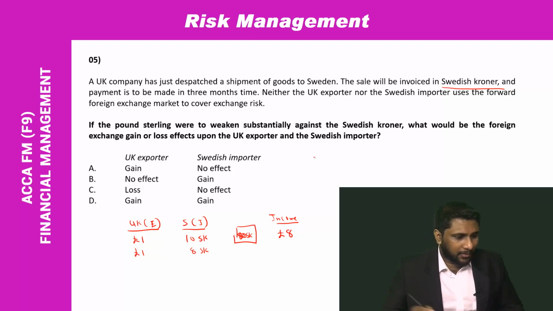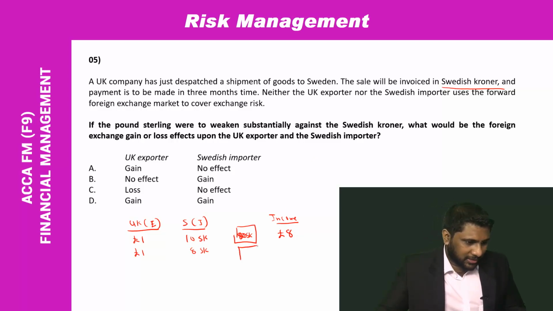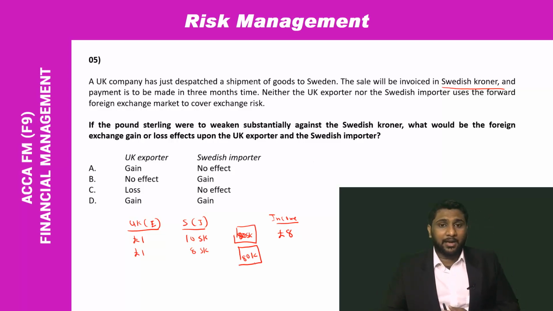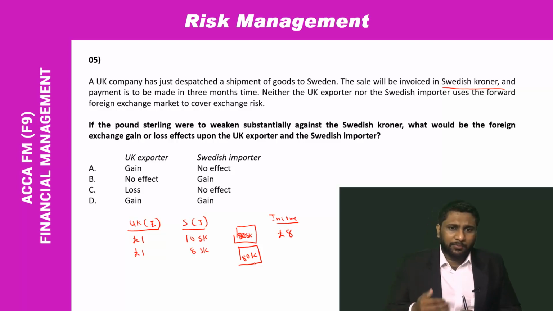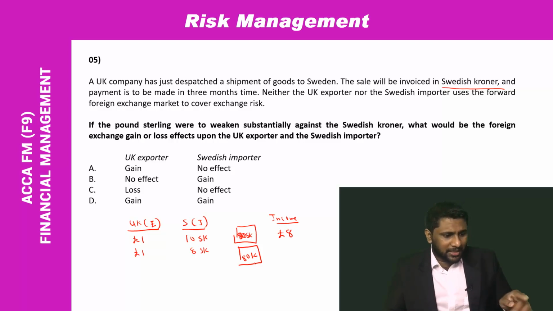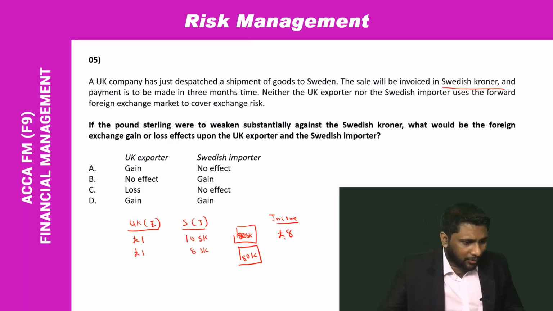Now what's happening? My currency weakened. Still, I will charge 80 kronas from the customer. I can't charge a higher amount, and I can't charge a low amount, because the customer doesn't care whether my currency is appreciating or depreciating in my country. If I sold my product for 80 kronas those days, now also I will sell my product for 80 kronas. So in the second scenario, what's the income for me?